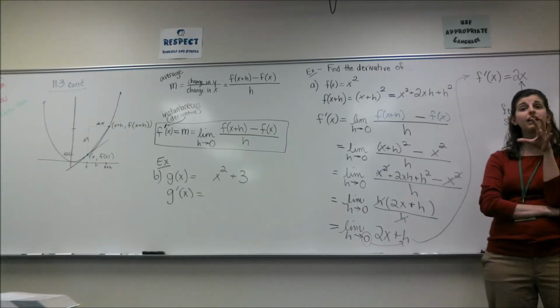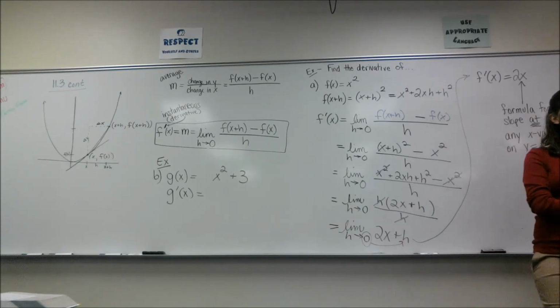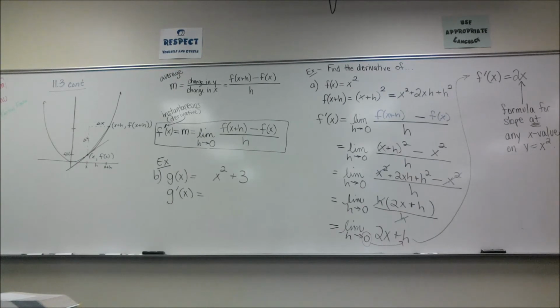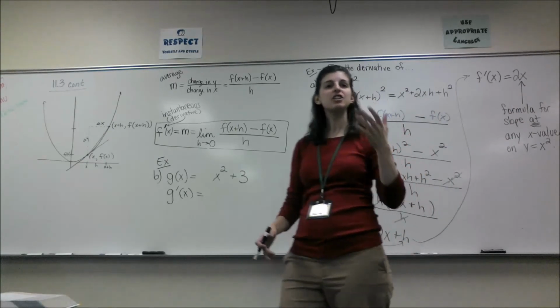Okay, now I'm going to give you time to think. What's the derivative of g of x? So what's the formula for the slope at any point on the curve of x squared plus 3? It's still 2x because you have not changed the shape of the graph.